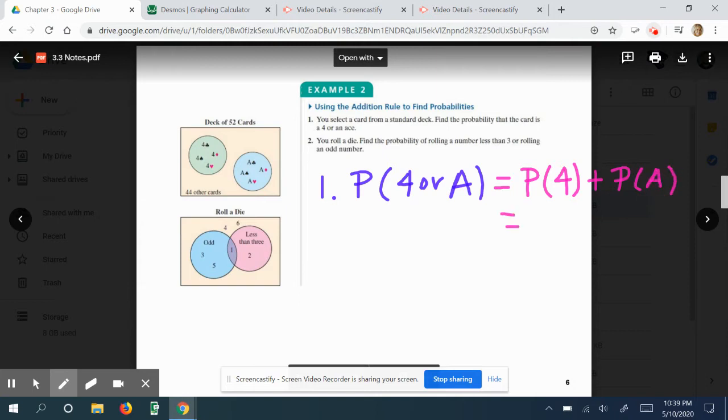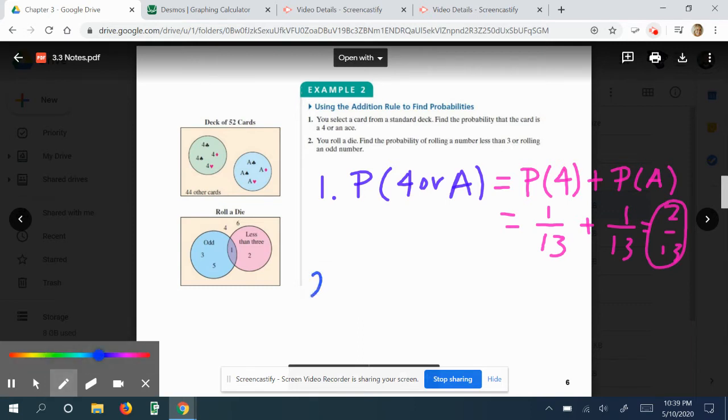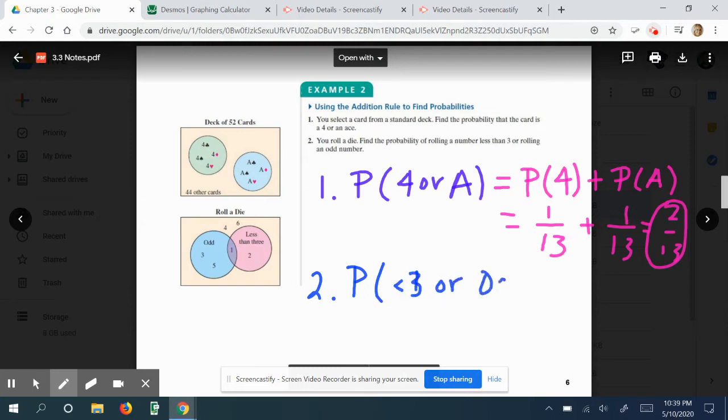The probability of a 4 would be 4 out of 52, which is 1 out of 13. The probability of an ace is also 1 out of 13. And so the probability would be 2 out of 13. We could write that as a decimal just by dividing. Now, number 2 says you roll a die; find the probability of rolling a number that is less than 3 or rolling an odd number. So the probability of less than 3, or an odd.